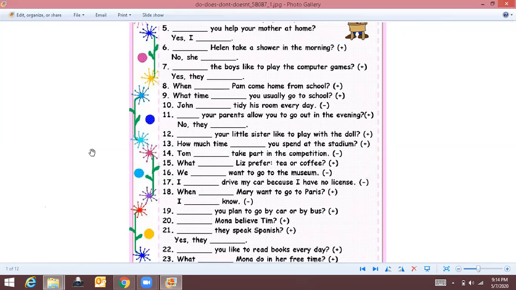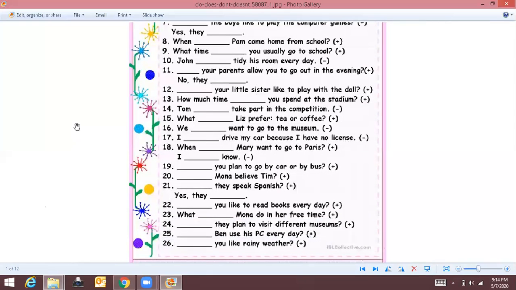Does Mona believe him? Okay, 21? Do they speak Spanish? Yes, they do. What about 22? Do you like to read every day? Very good. What about 23? What does Mona do in her free time? All right, 24. Do they plan to visit their friends? All right, 25. Can use his PC every day. And the last one is: do you like rainy weather?